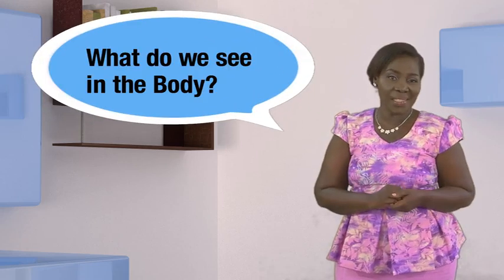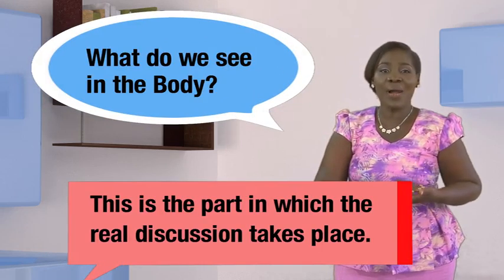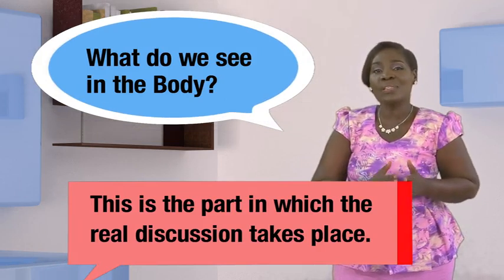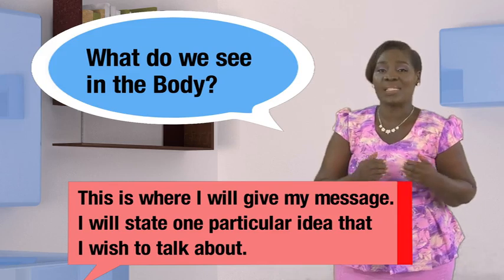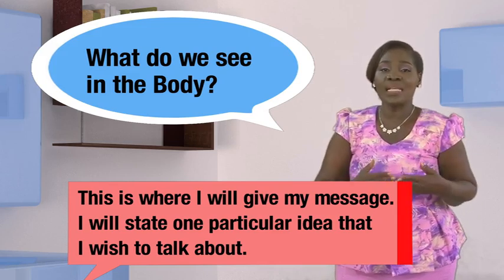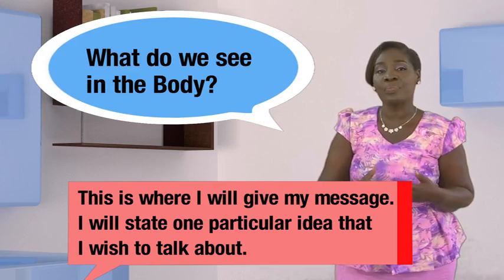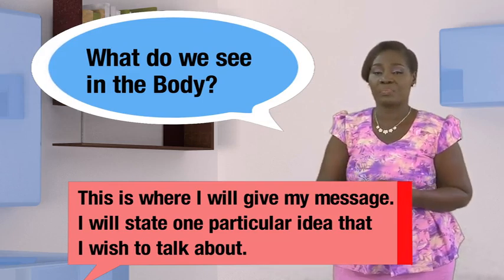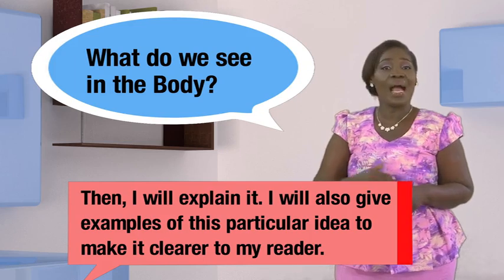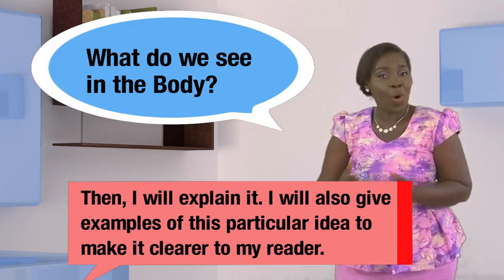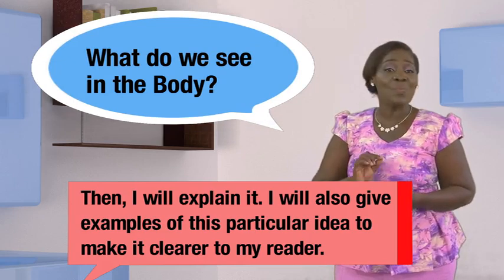What do we see in the body? This is the part in which the real discussion takes place. This is where I will give my message. I will state one particular idea that I wish to talk about. Then I will explain it. I will also give examples of this particular idea to make it clearer to my reader.